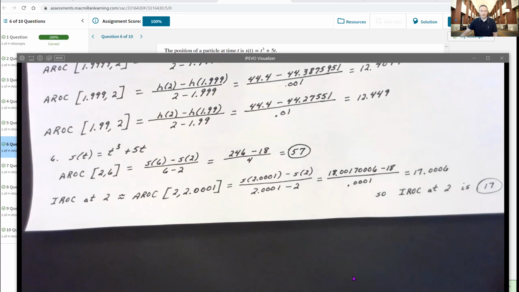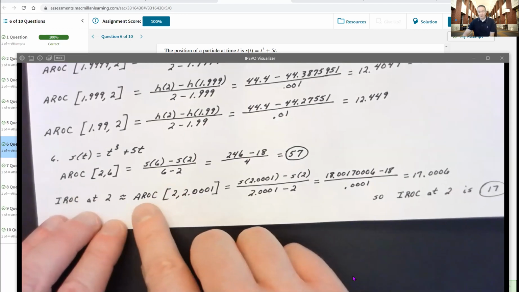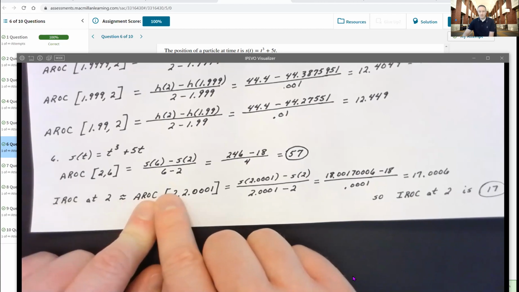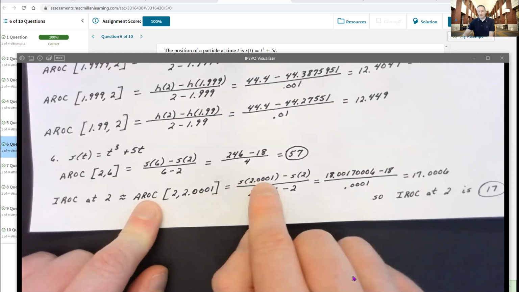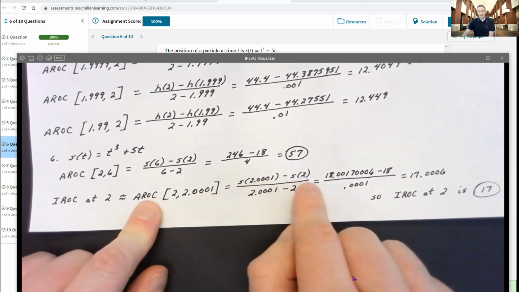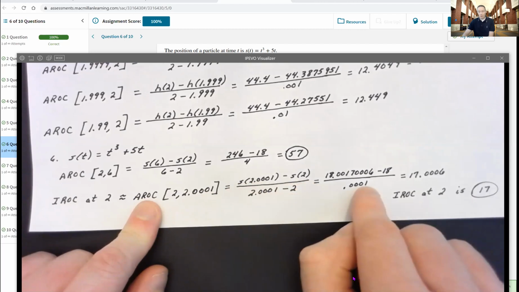That's what I did here. So you can see I said the instantaneous rate of change at 2 is approximately equal to the average rate of change from 2 to 1/10,000th of a second later. So I said, let's find the position at 2.0001 minus the position at 2, divided by my change in time, which is just 1/10,000th of a second.